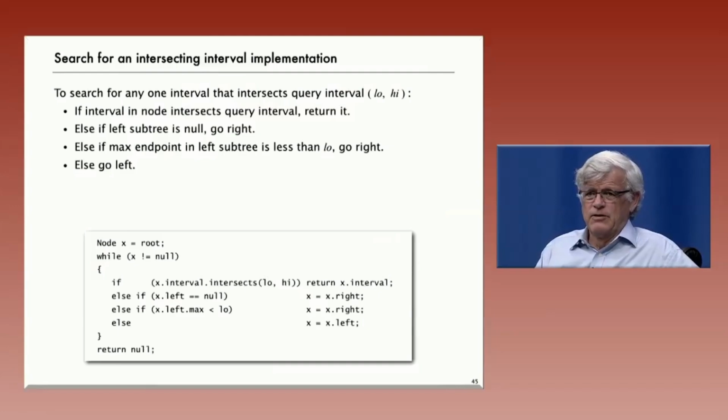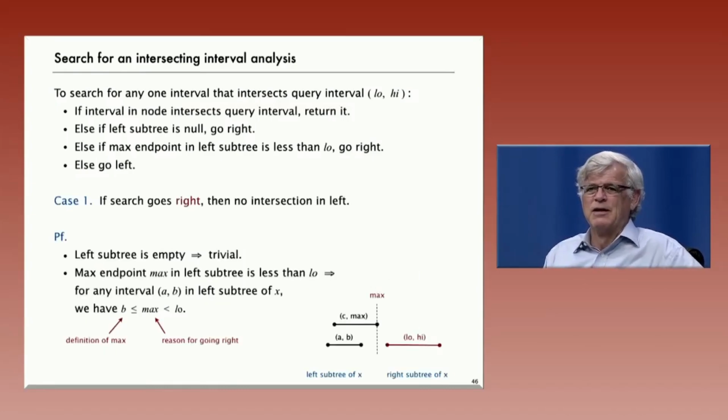So from those rules, you can see that the amount of code required to implement this intersecting interval search is extremely low. We just check for an intersection. If we find it, return. If left is null, we go right. Otherwise, if the max is less than low, we go right. Otherwise, we go left. It could hardly be simpler. Really amazingly simple and efficient algorithm.